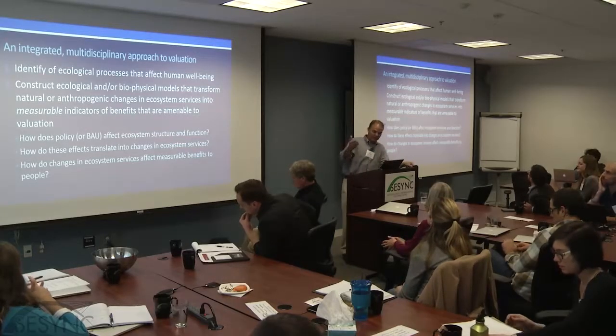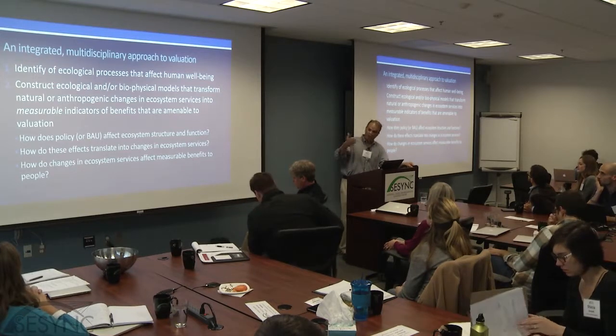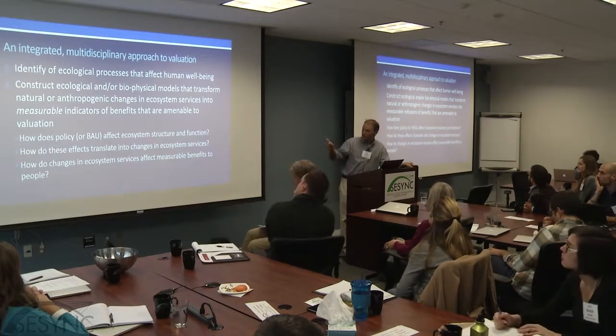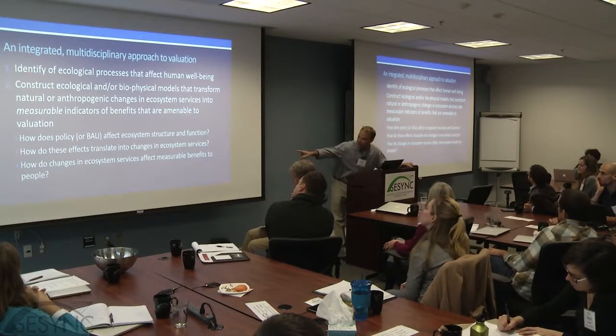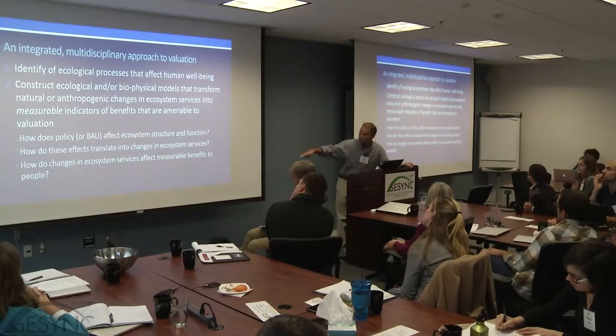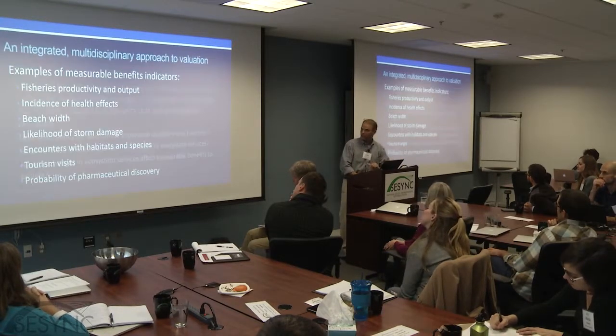For example, how does a particular policy affect ecosystem structure and function? How does that translate into changes in ecosystem services? And how does that translate into measurable benefits for people? Only at the end does the valuation come in. All this other work needs to take place first. Otherwise, we're just valuing something that we really don't understand.